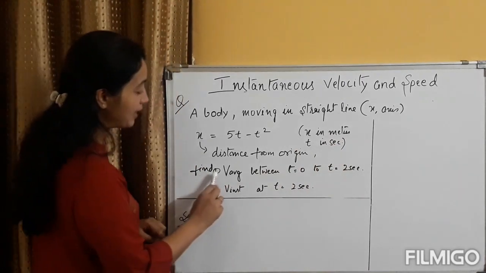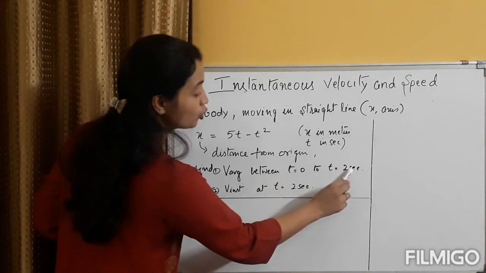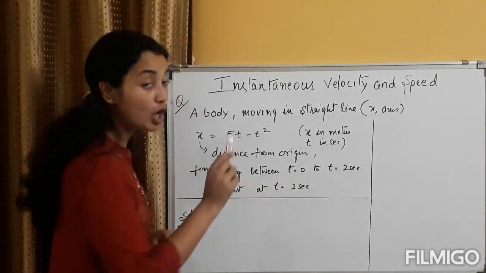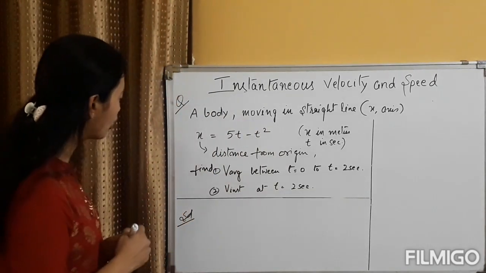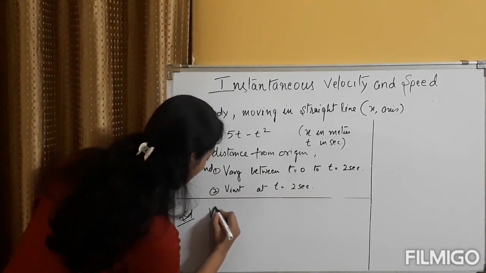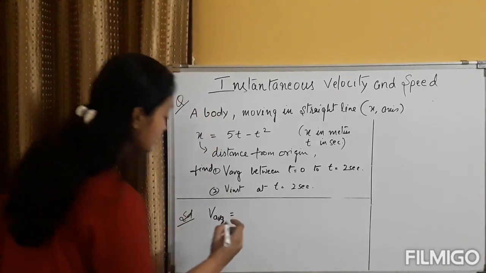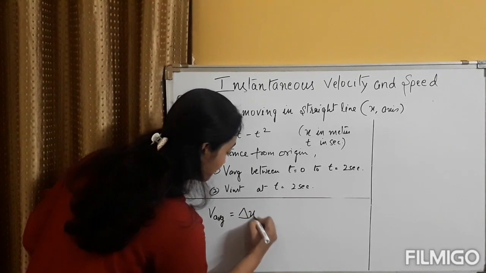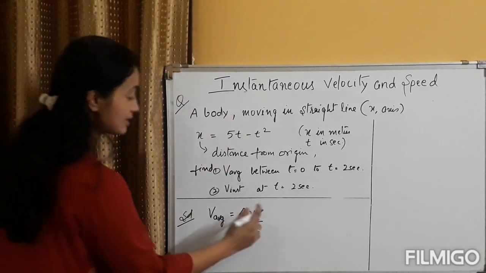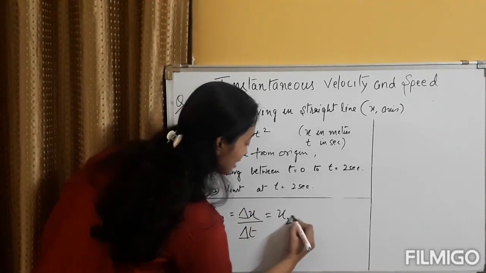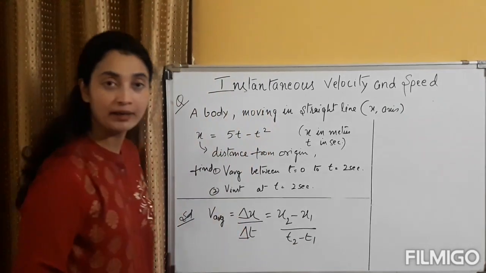We are supposed to find V average between t equal to 0 to 2 seconds, and the instantaneous velocity at exactly 2 seconds. So let us start solving the question. First we have to find V average. The formula we know for V average is delta x upon delta t, that is x2 minus x1 upon t2 minus t1, isn't it?